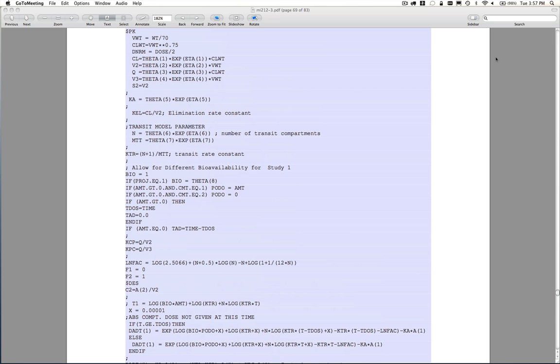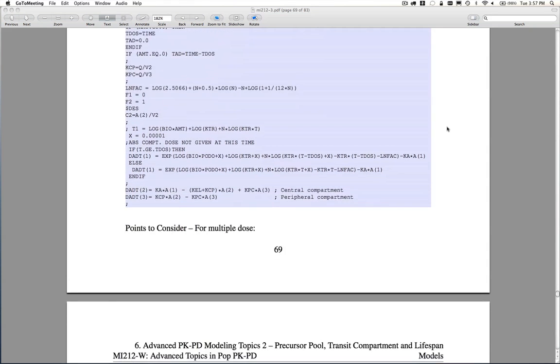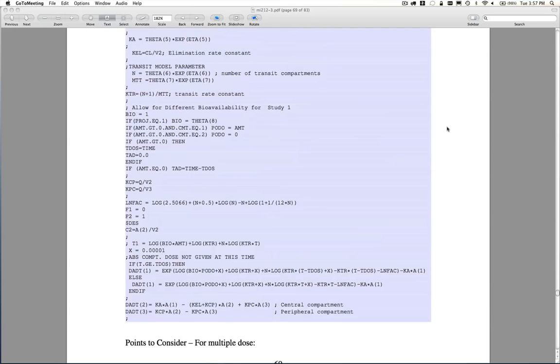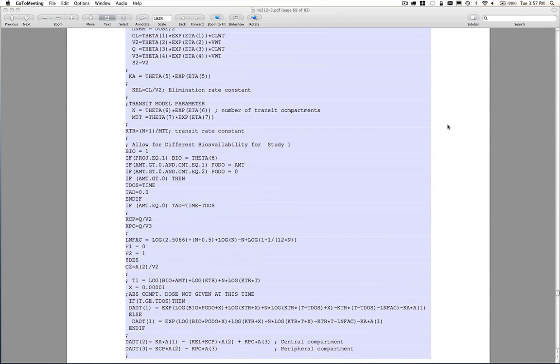If anyone's interested, the assignment for this week was based on the PD transit compartment as well as the precursor pool compartment, and you can start to look at that. We will maybe use the lab this week to go through that exact example, and then we'll touch some more on it next week as well. But if you want to take a look at it and put some thought into how you would handle it, we will go through that this Friday during our normal lab time.